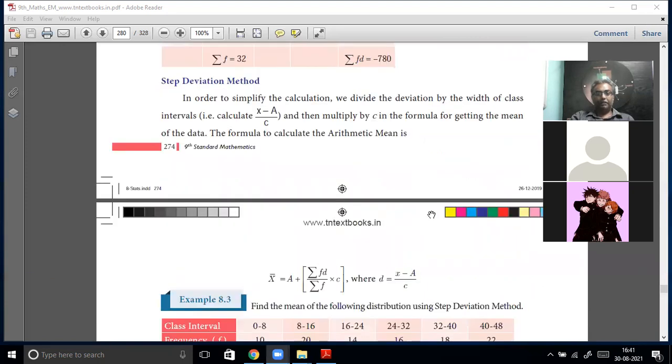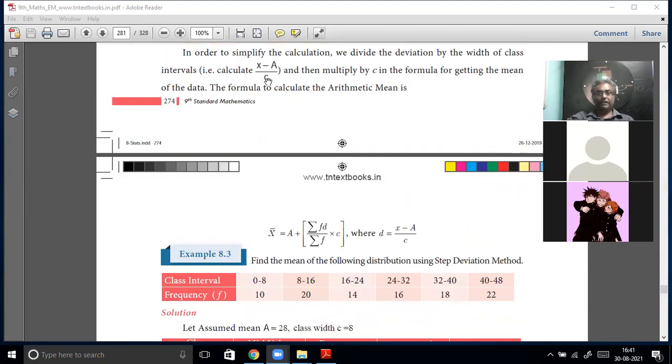Step deviation method is only available for continuous data, only for class data. You have to calculate the width of the class as extra. It's very simple. Use the formula (x minus a) by c. Instead of using only x minus a, the column must be calculated for x minus a by c. What is c? C is nothing but UCL minus LCL. If it is given 20 to 30, then 30 minus 20 is c, that is 10. So c is 10. Now what you have to do? I told you, d will be equal to x minus a divided by c.